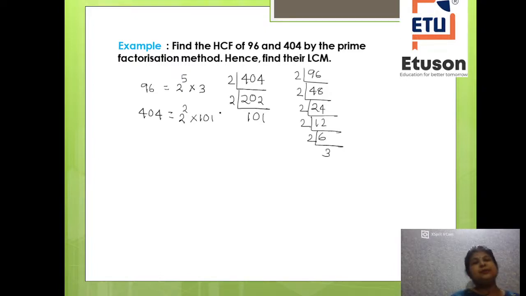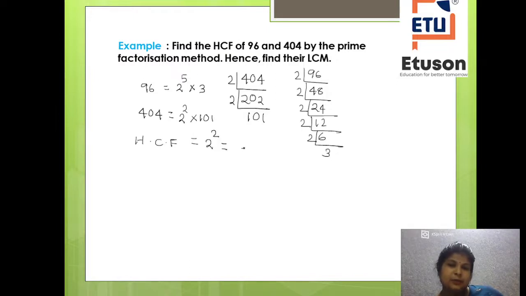So now which is the common factor over here? So 2 is the common factor. While finding out the HCF, you have to take the lowest power of the common factor. What is the lowest power of the common factor in the two numbers? So it is 2 to the power 2. So HCF is equal to 2 square, that is equal to 4.